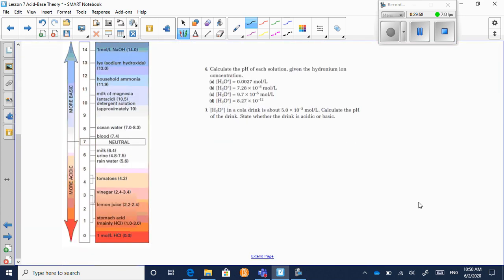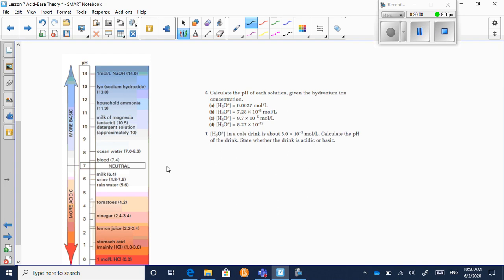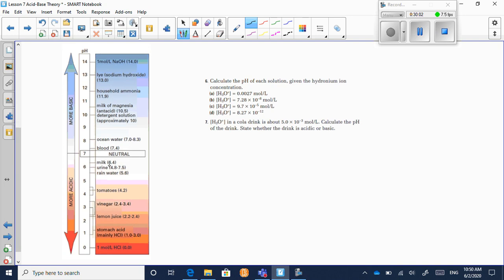I gave you a little scale here. Look at this. You can see that milk has a pH of 6.4. It's slightly acidic. Urine and rainwater tend to be slightly acidic. And then as you go down, tomatoes, vinegar, lemon juice. And then now you're getting into the strong acids. Stomach acid, which is mainly hydrochloric acid, has a pH of around 1. You can actually have a pH of 0, which is 1 mole per liter hydrochloric acid.